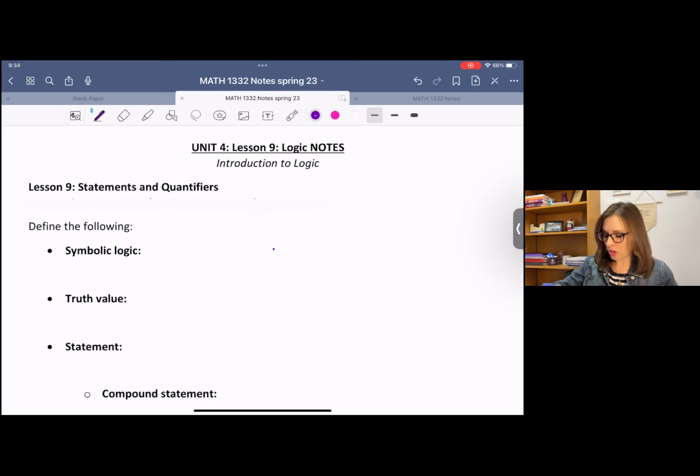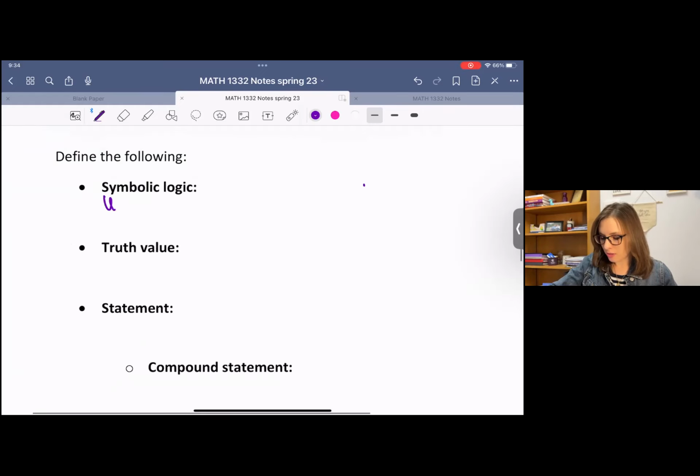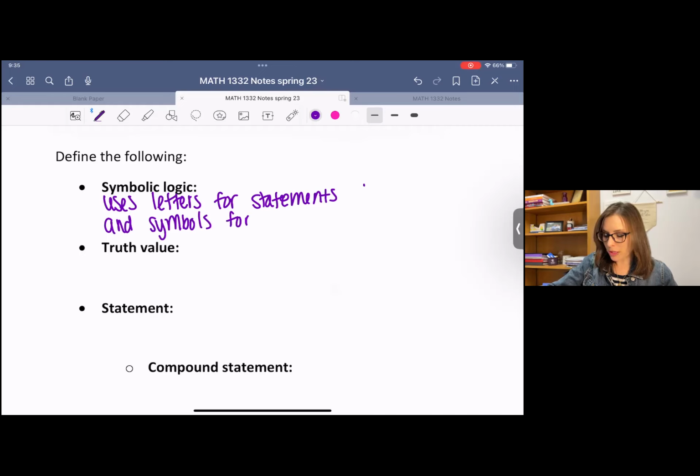Symbolic logic uses letters for statements and symbols for connectors, which I'll talk about in a second, but basically words like and, or, not, and if, then.